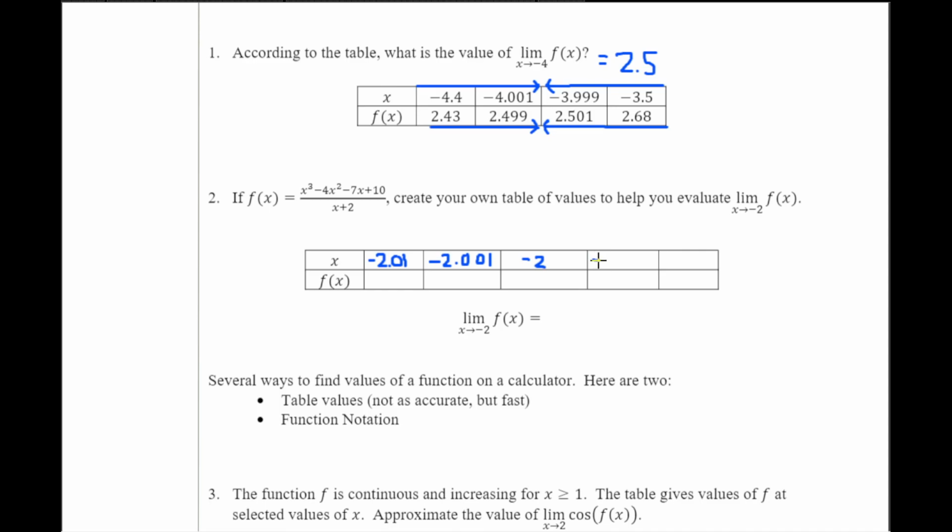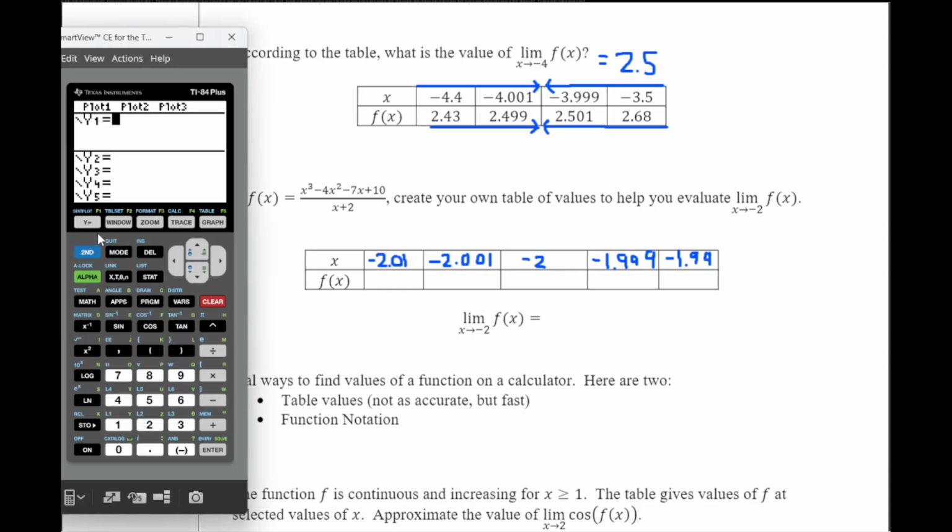And values a little greater than negative 2 would be like negative 1.999. And then a value a little greater than that would be, I don't know, we can do negative 1.99. Just move one of the 9s there. You can pick whichever numbers as long as they're really close and tiny there.